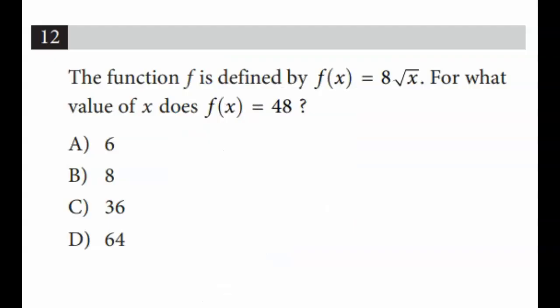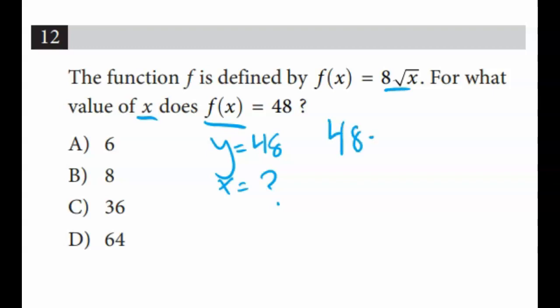All right, number 12. The function f is defined by f of x equals 8 times the square root of x. For what value of x does f of x equal 48? So here's what we can do. So when y is 48, what is x? Well, let's plug that in. We know this is the equation. We can just set it equal to 48. 48 equals 8 times the square root of x. So all we need to do is divide both sides by 8.